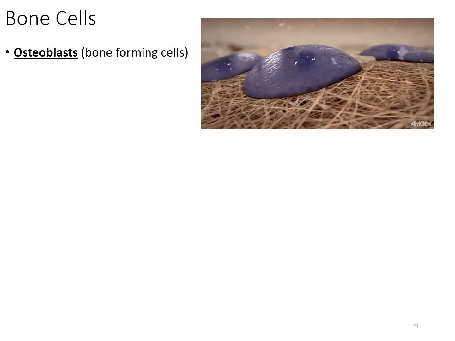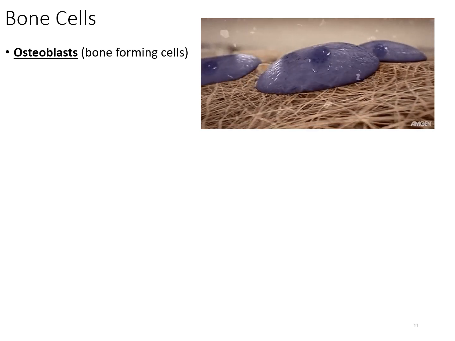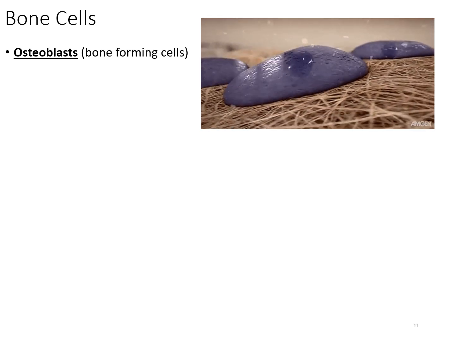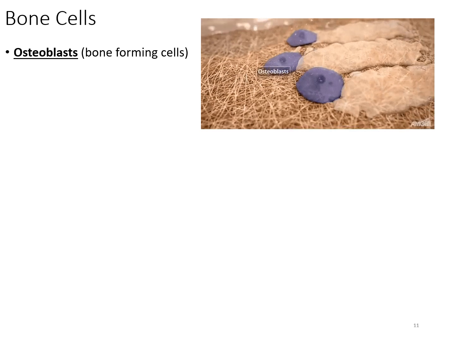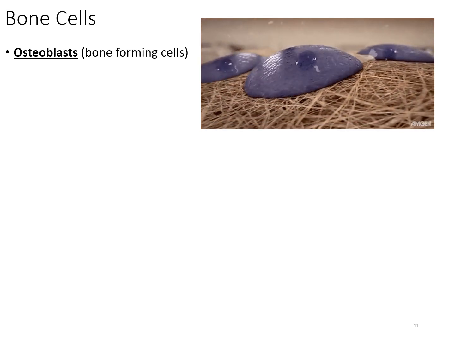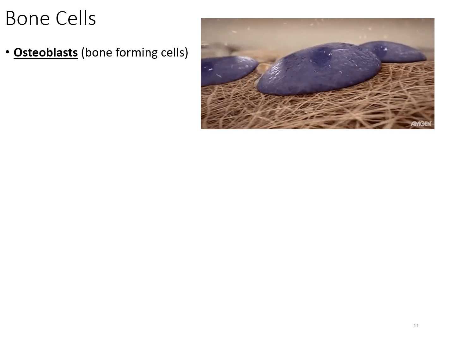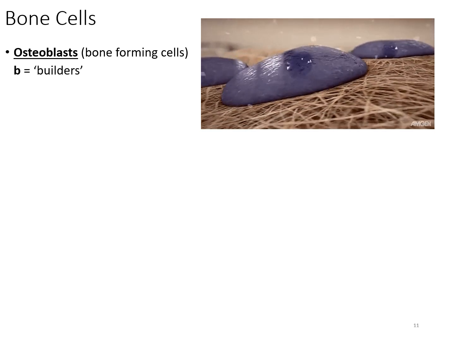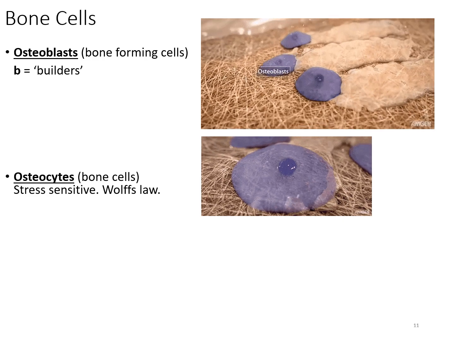So next we're going to talk about bone cells, the different types of cells that are in the bone. So we have osteoblasts, which are bone-forming cells. If you remember, blasts build. The builders go, and the blasts build. So remember, osteoblasts build bone. B for builders.